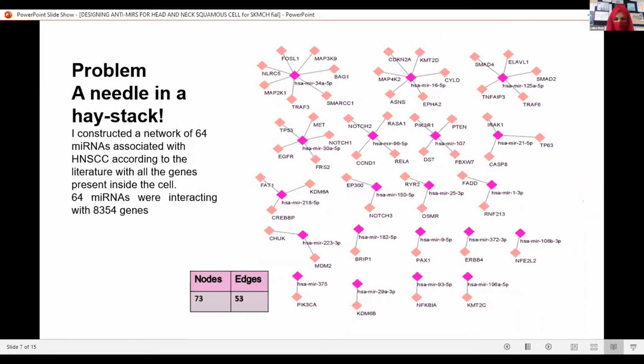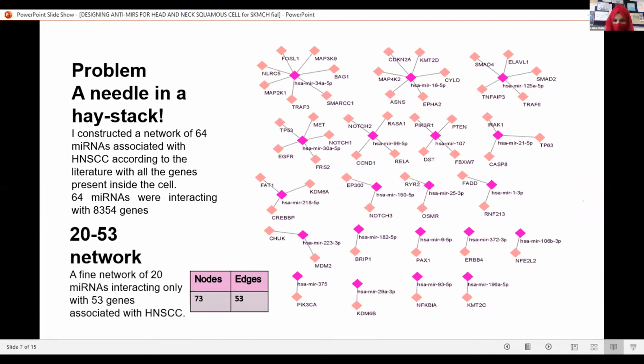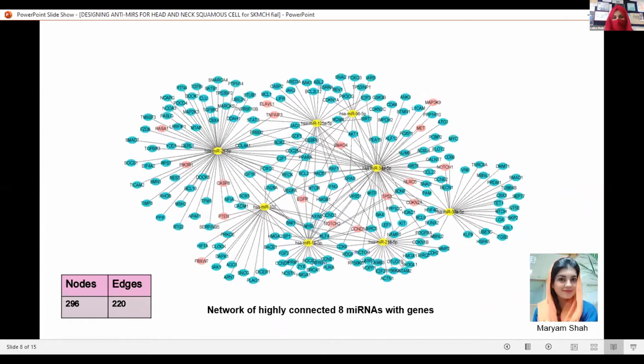Then what I did was I filtered out those genes which were mainly involved in HNSCC, and I looked for their interacting miRNAs. So I got 20 miRNAs and 53 genes only. So I created another network called the 20-53 network. After that, I put another filter, and I chose the top 8 miRNAs out of those 20 based on the high number of interactors they had inside the cell. So I got 8 miRNAs interacting with 212 genes.